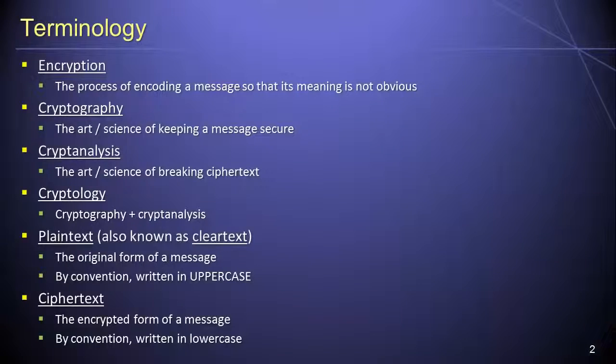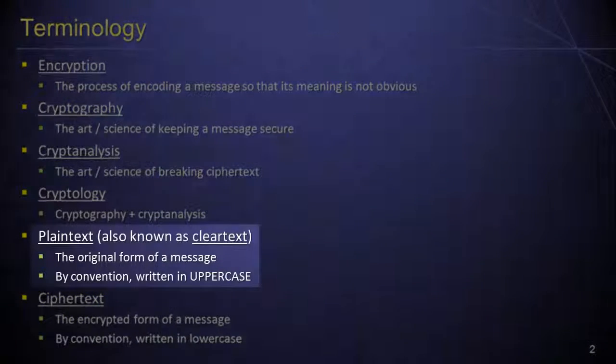Since encryption involves encoding a message such that the meaning of the message is not obvious, we need a convenient way of talking about the different forms in which a message might appear. And for this purpose, we have the terms plain text and ciphertext. Plain text, which is also known as clear text, is the term that is used to refer to the original unencrypted form of a message.